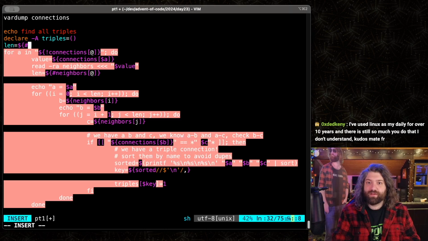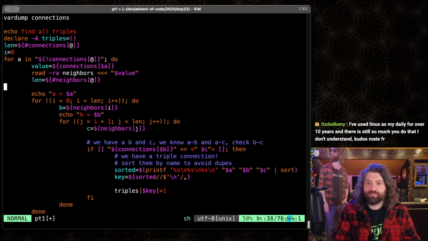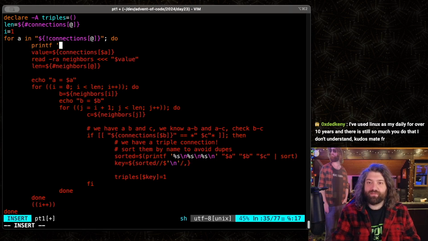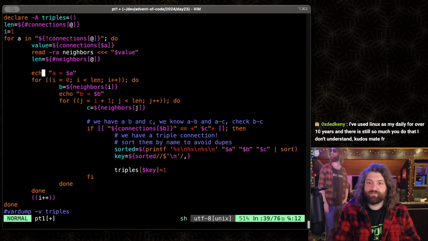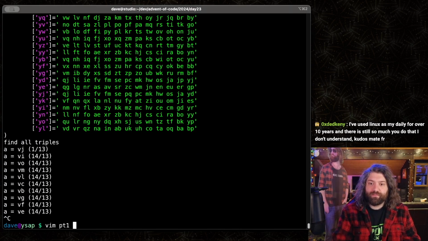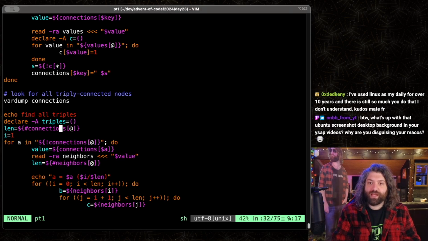Do I use len anywhere else? I don't. Let's get the length of connections. I equals 0. Do a nice little I plus plus here. Change this to I equals 1. Printf. Now let's just echo I out of len. That doesn't seem right. Oh, we're overwriting len. Yeah, that's okay. We'll just call this clen.